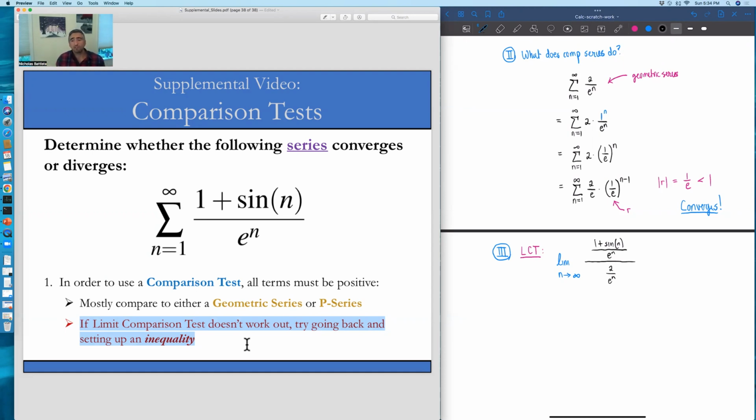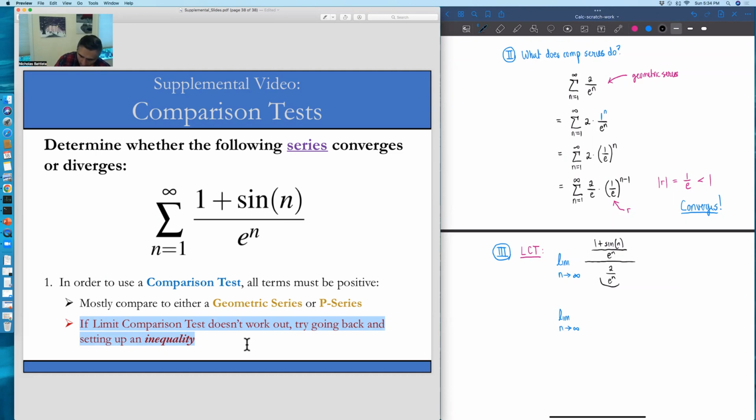If this limit turns out to be a finite non-zero number, the limit comparison test says both series do the same thing, as in both series converge or both series diverge. Well, let's take this limit before we get ahead of ourselves. So we have this limit as n goes to infinity.